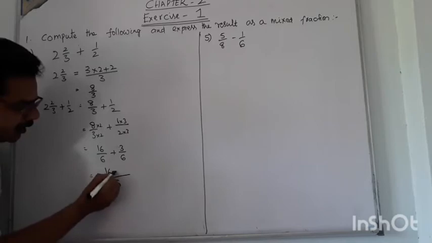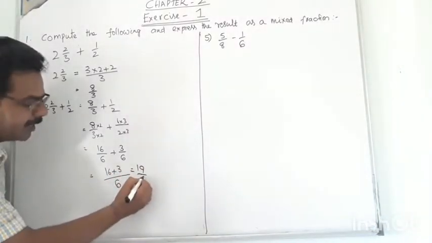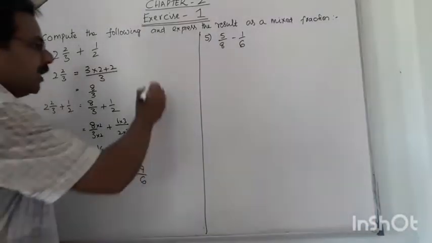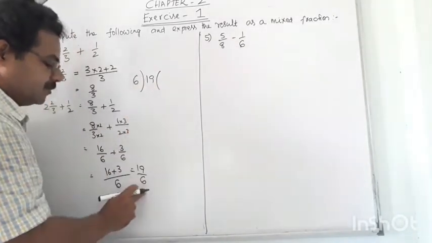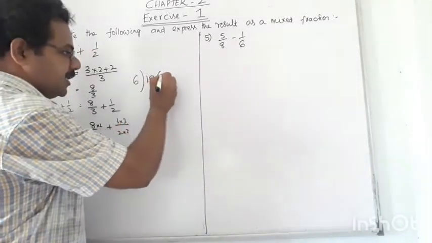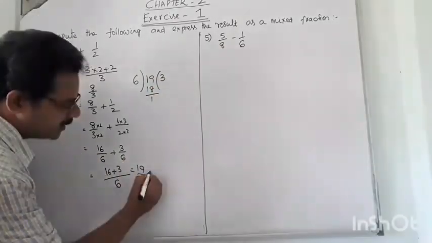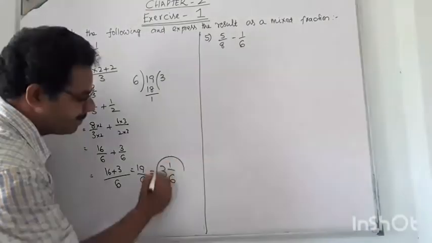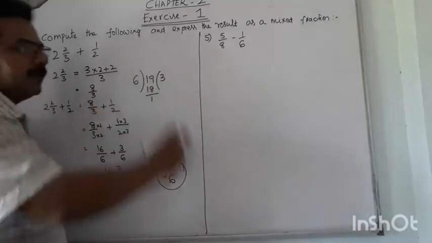You can add the numerators. 16 plus 3, it is nothing but 19 by 6. But 19 by 6 is an improper fraction. It should be converted into the form of a mixed fraction. So 19 should be divided by 6. 6 3s are 18, means 1 is the remainder. So 19 by 6 can be written as 3 and 1 by 6. Okay. Understand? Coming to the next one.